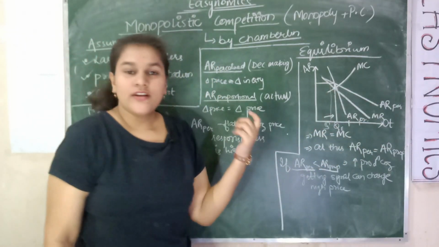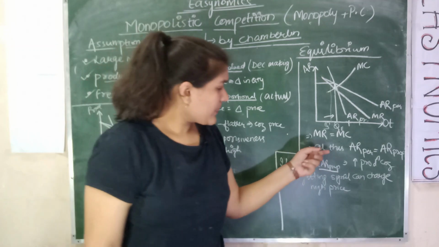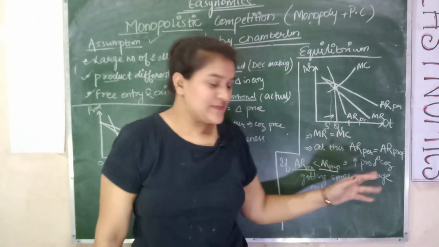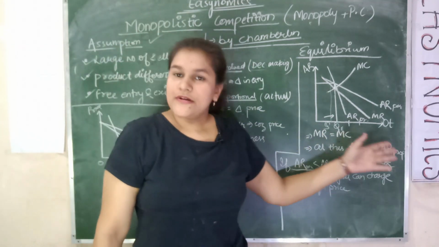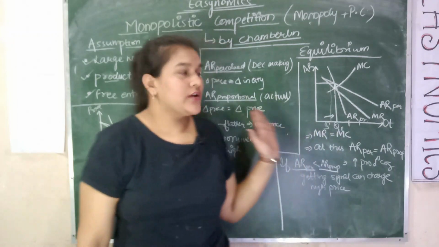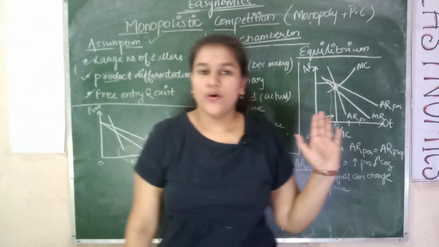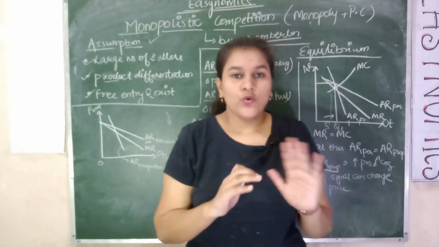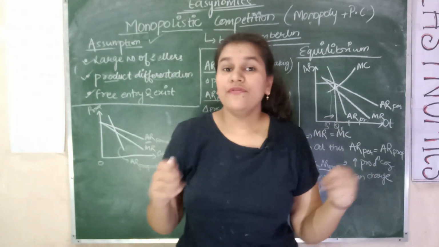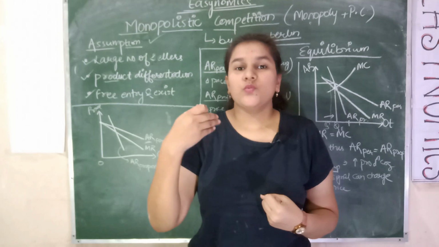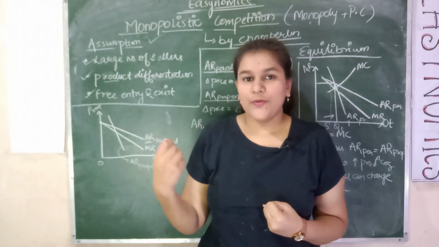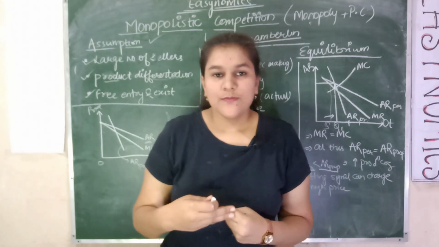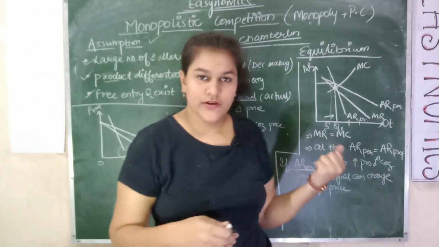So this condition is known as the equilibrium, where your MR is equal to MC, and at the same time AR perceived is equal to AR proportional. This is the basic of monopolistic competition given by Chamberlain. In the next video we will be covering the concept of excess capacity, which is a very important topic under monopolistic competition, given by Robinson and Chamberlain.